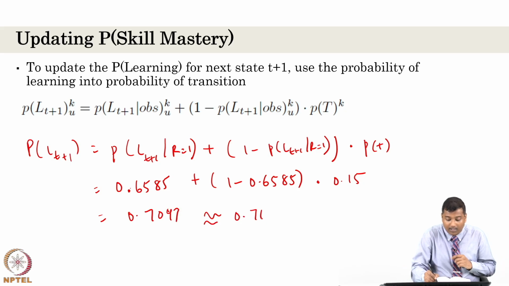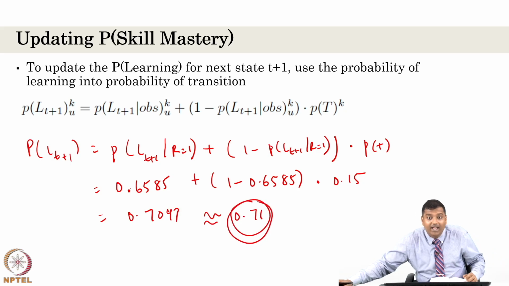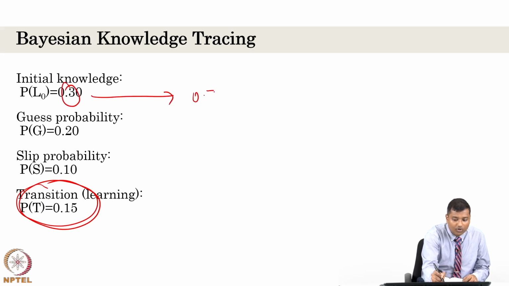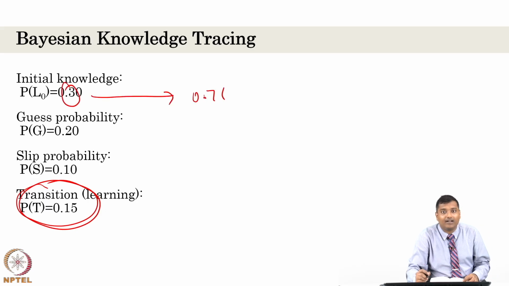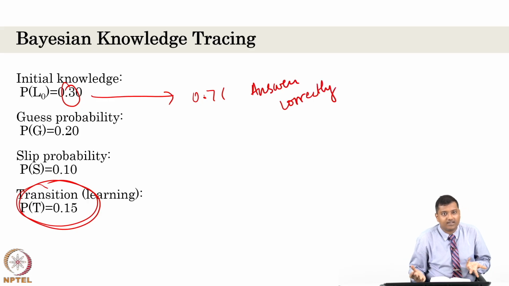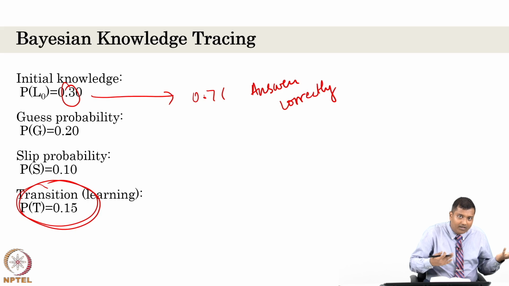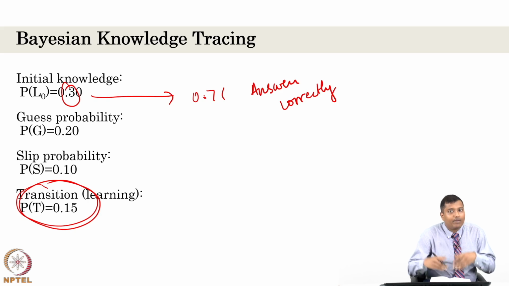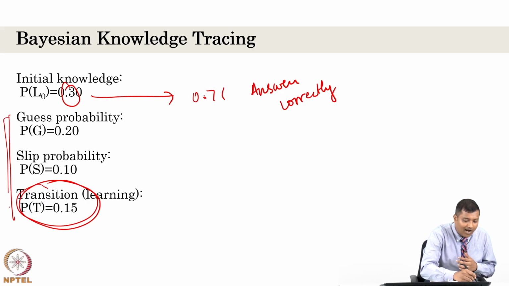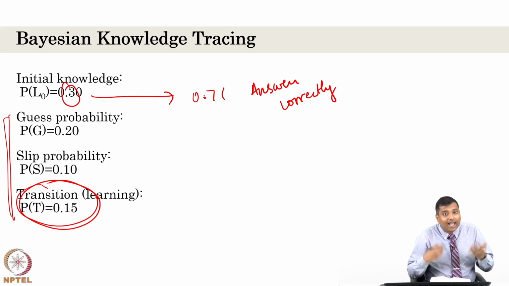What is happening over here? This number is really important. What was my initial learning probability? It was 0.3, and now it has jumped to 0.71 in the next state. Why? Because I answered correctly. This is what Bayesian knowledge tracing is. I have an initial probability, I answer something correctly, and my probability jumps up. And these three are there as guardrails to help me intelligently assign these probability values.